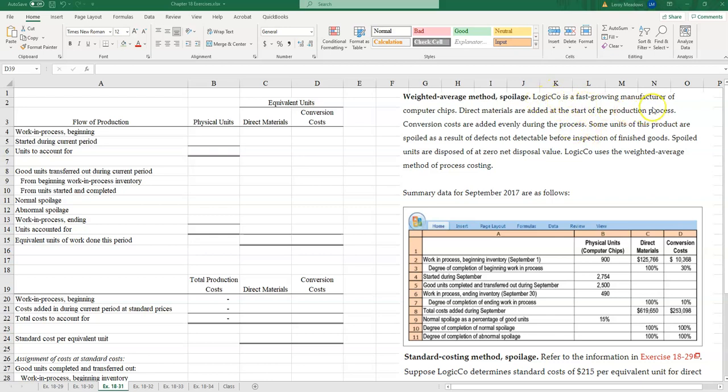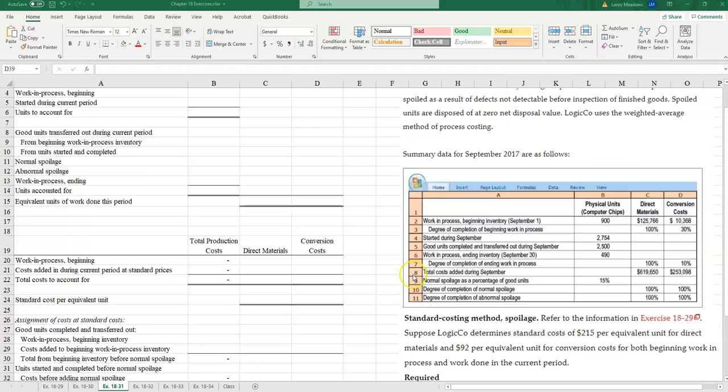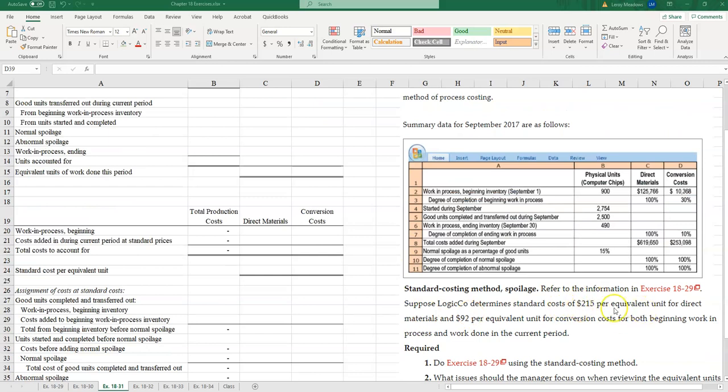Logico is a fast-growing manufacturer of computer chips. Direct materials are added at the start of the production process. Conversion costs are added evenly during the process. Some units of this product are spoiled as a result of defects not detectable before inspection of finished goods. Spoiled units are disposed of at zero net disposal value. Logico uses the weighted average method of process costing, and as we see down here, we're going to refer to that and then use standard costing method.